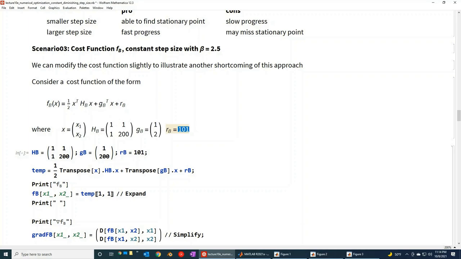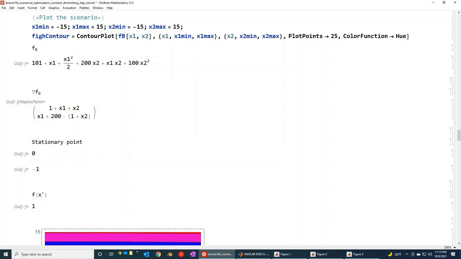And again, as you can probably see very easily from this, this constant offset is not going to change the location of the stationary point. It's just going to change the cost function value at that stationary point. In fact, this cost function has the exact same stationary point as the previous one. And by moving it up or down using this offset, I can make it so it has the exact same cost function value at the stationary point. So again, in words, the stationary point for cost function FB is still at 0, negative 1, and the minimum value of the cost function is still positive 1, okay?